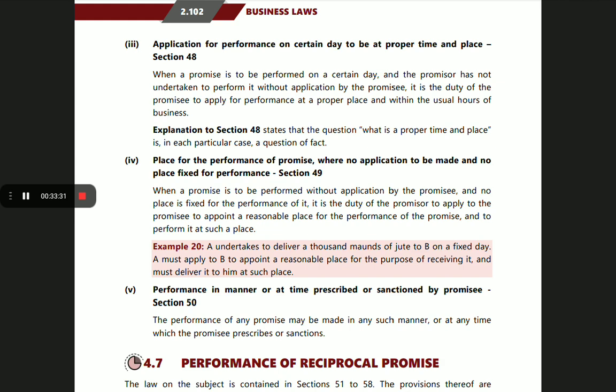Example 20. A undertakes to deliver a thousand maunds of jute to B on a fixed day. A must apply to B to appoint a reasonable place for the purpose of receiving it and must deliver it to him at such place.